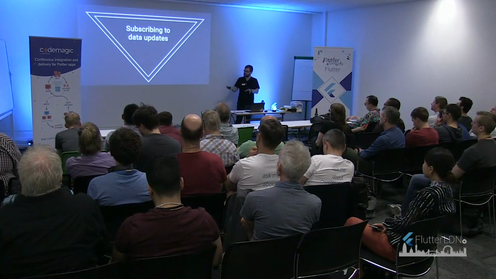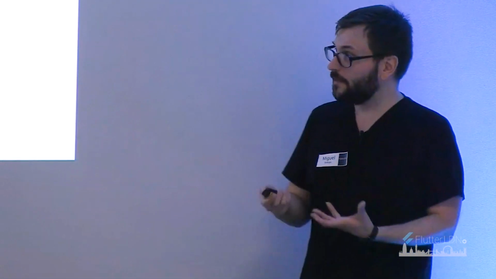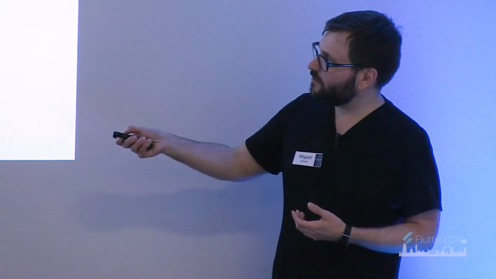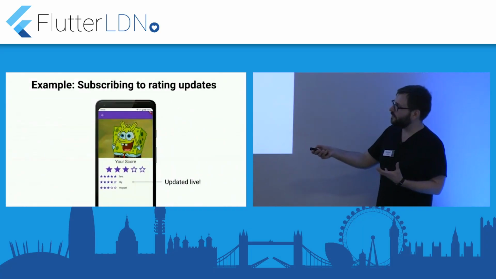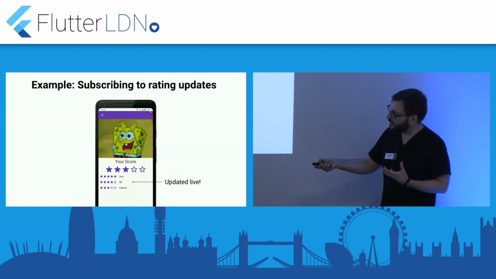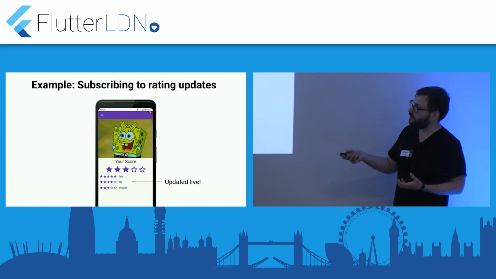So previously we learned how to read data once, and now we will see how we can read data continuously and get updates from our database. In my case, when I want to show this updated live, so I want to be able to click here and then immediately update also my value here. The way I'm doing that is by listening to changes on all the ratings for this GIF.